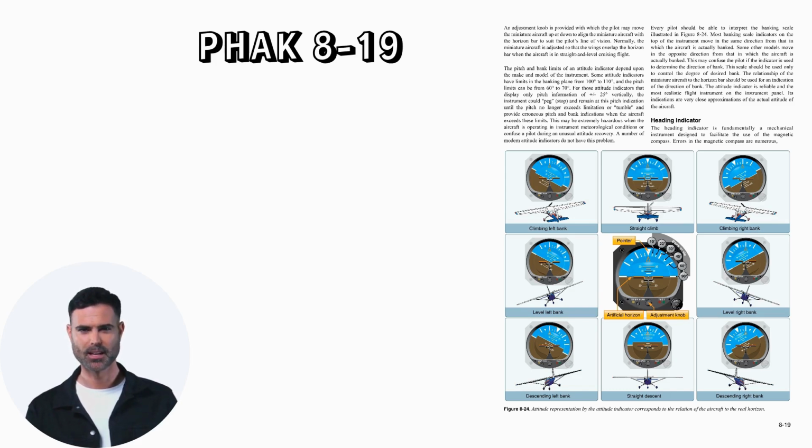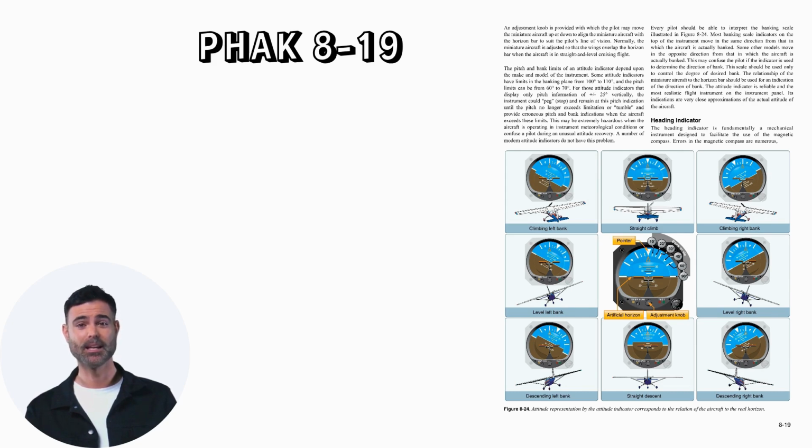The attitude indicator is reliable and the most realistic flight instrument on the instrument panel. Its indications are very close approximations of the actual attitude of the aircraft. Heading indicator. The heading indicator is fundamentally a mechanical instrument designed to facilitate the use of the magnetic compass.